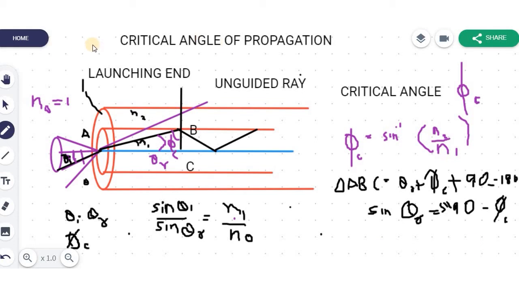Cos phi c is what? Sin phi c is n2 by n1. Yes, it is written here. Phi c is equal to sin inverse n2 by n1. And from that I can find out cos phi c.